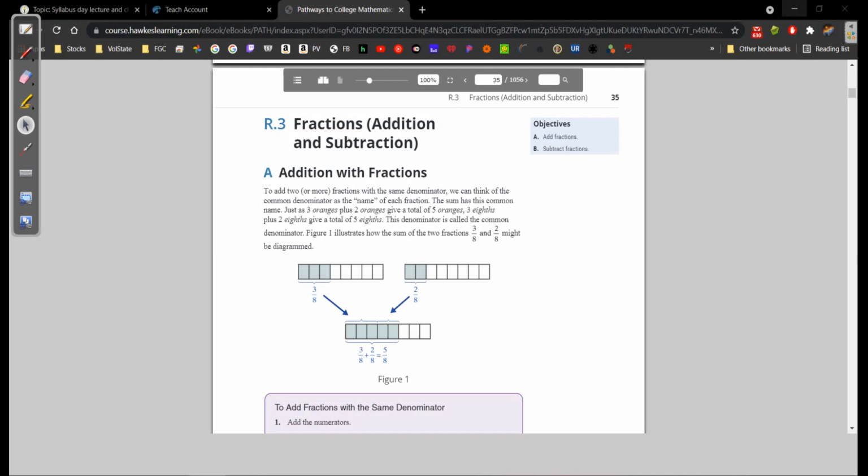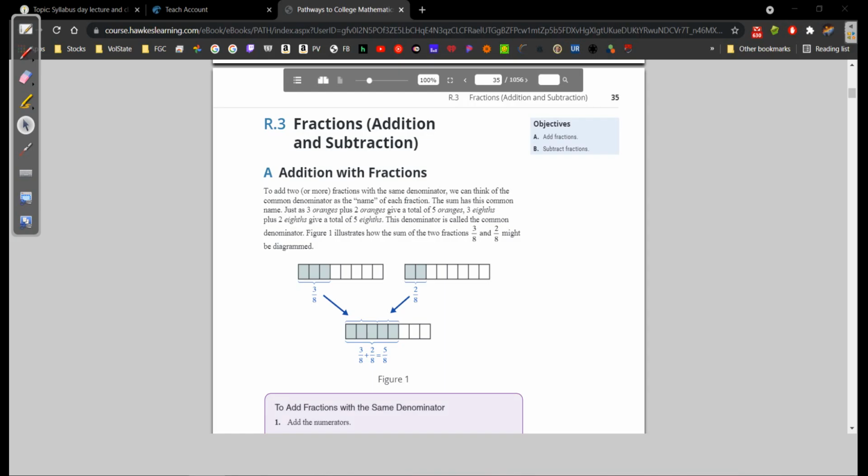All right, now we'll be talking about R3, adding and subtracting fractions. Adding and subtracting fractions, let's see, start here. To add two or more fractions with the same, okay, I'm always paranoid about recording, I'm sorry.